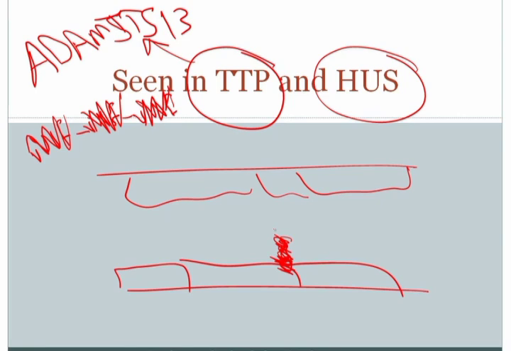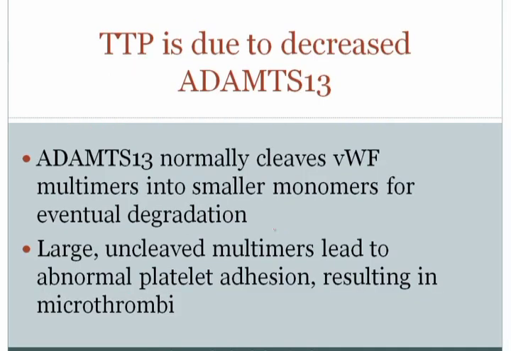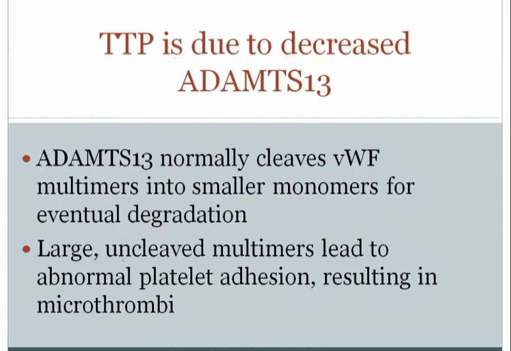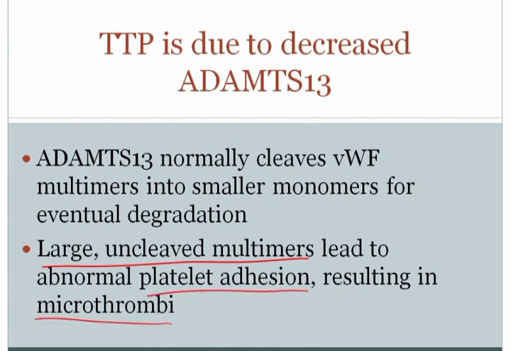So, very high-yield take-home point: TTP is due to ADAMTS13 deficiency, or a decrease in ADAMTS13. And that's what I've highlighted here in your text, where I say that TTP is due to decreased ADAMTS13. I tell you in the text that ADAMTS13 normally cleaves von Willebrand's multimers into monomers so that it can be degraded. If you don't have the ability to degrade these, you get large uncleaved multimers, which then leads to abnormal platelet adhesion, resulting in microthrombi.